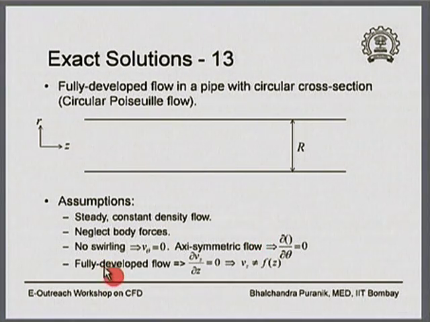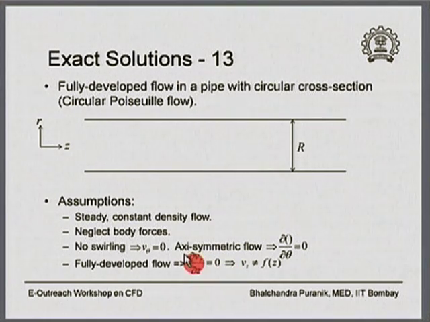And we will finally assume that the flow is fully developed, which again means that the axial derivative of the axial velocity is 0. The axial velocity will not change with axial distance, and that mathematically means that the partial derivative of vz with respect to z is equal to 0, vz being the axial velocity. Immediately we point out that means that the axial velocity is not a function of z, because d dz of vz is equal to 0.